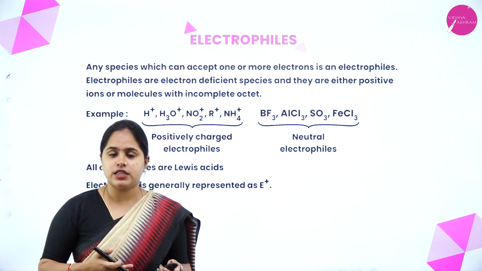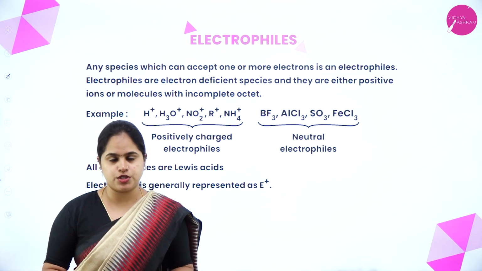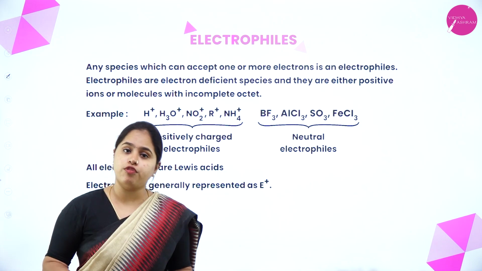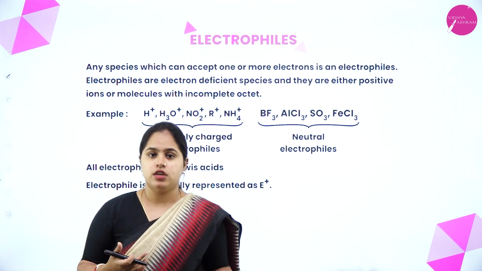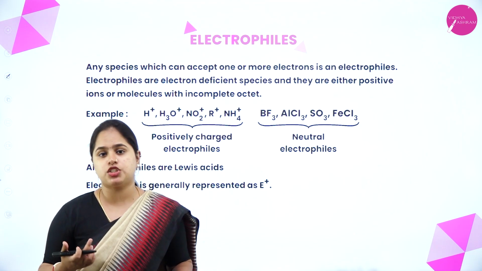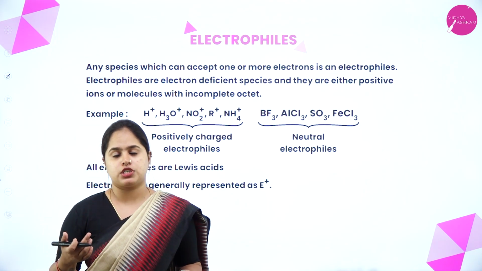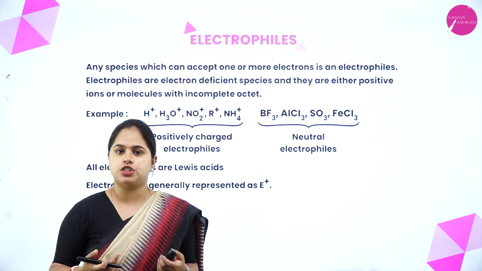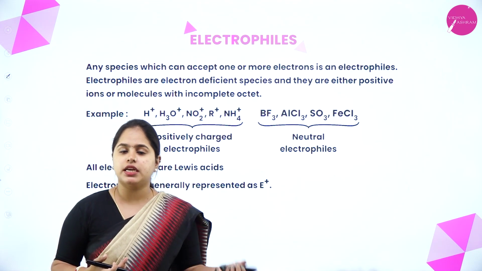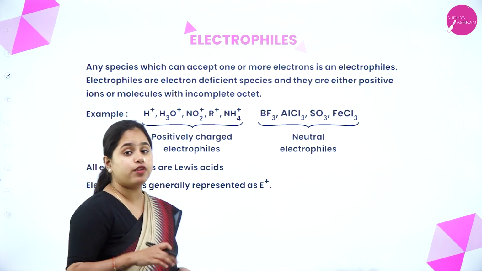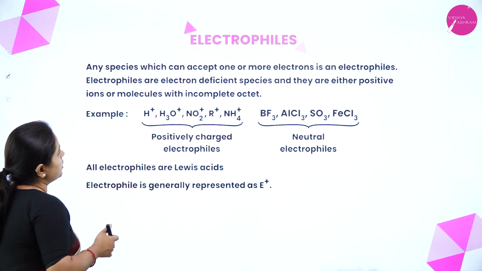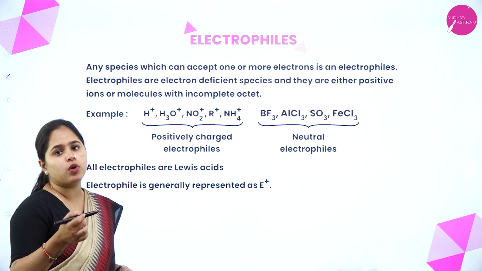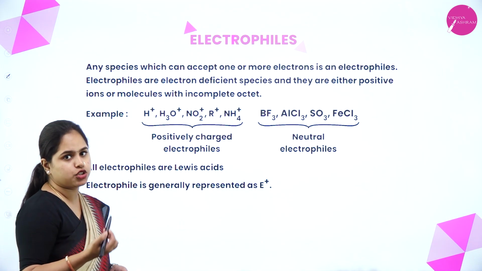Nucleophiles were species which are having attraction towards nucleus. Now what are electrophiles? In the same way, they have attraction towards electrons. Electrons are negatively charged species, so electrophiles must be positively charged. Any species which can accept one or more electrons is an electrophile.